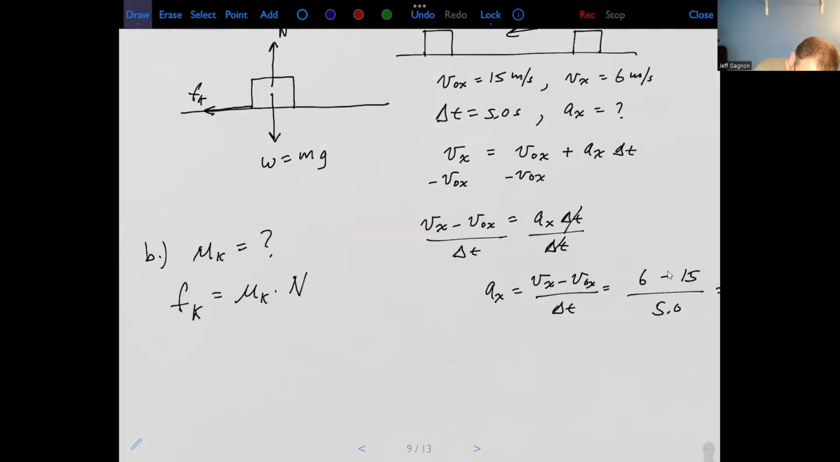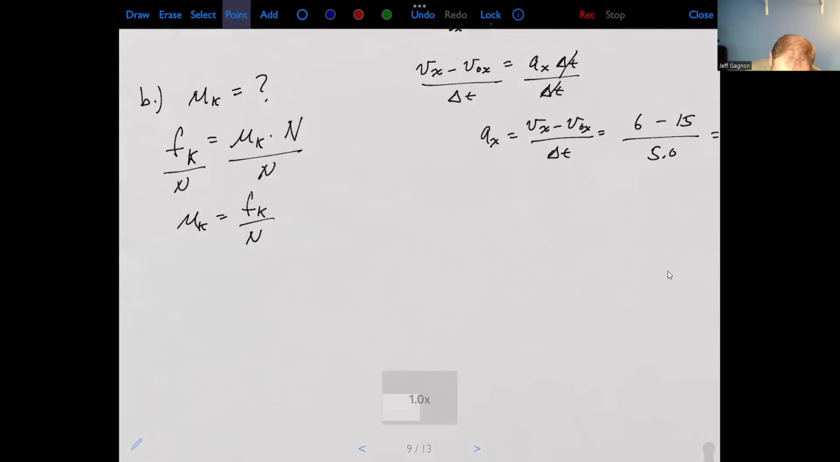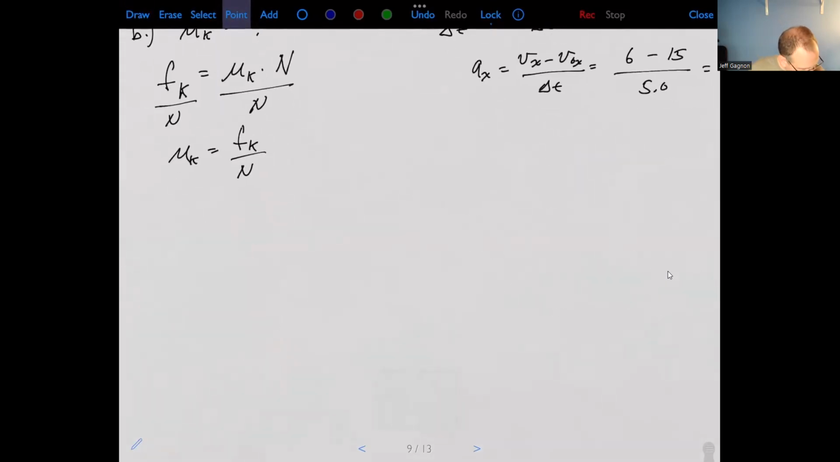So if I divide both sides by N and solve, mu_k is going to be F_k divided by N. So if I figure out what F_k is, and I figure out what N is, the normal force, then I can find mu_k. I need to know F_k and I need to know N. So how do I do that? This is going to involve Newton's second law. So I'm going to apply Newton's second law in the x direction and the y direction. I'm going to do the y direction first. So let me write this here. So apply.